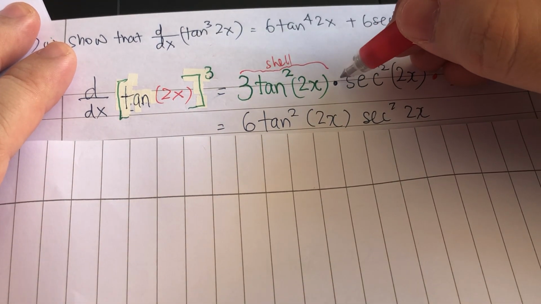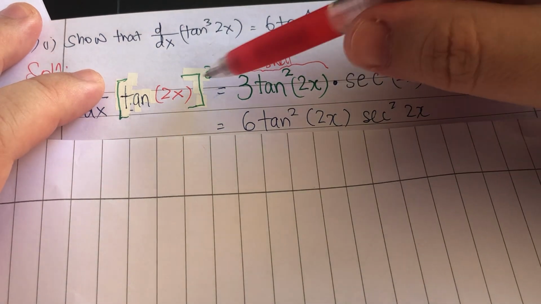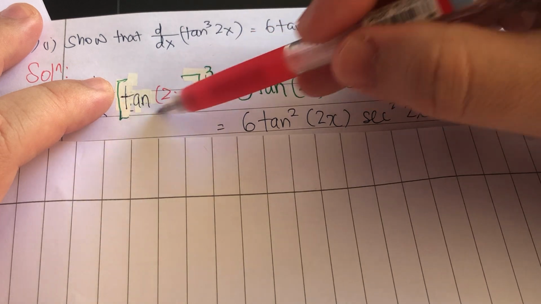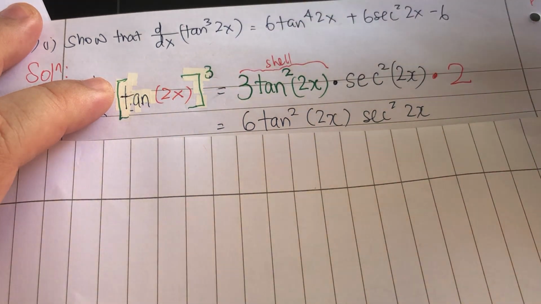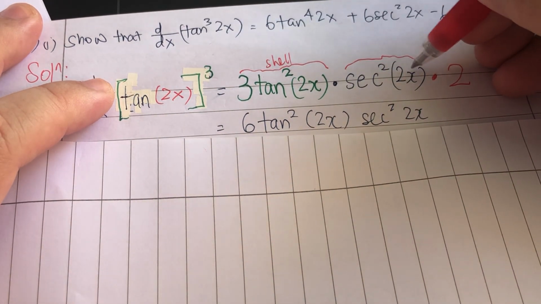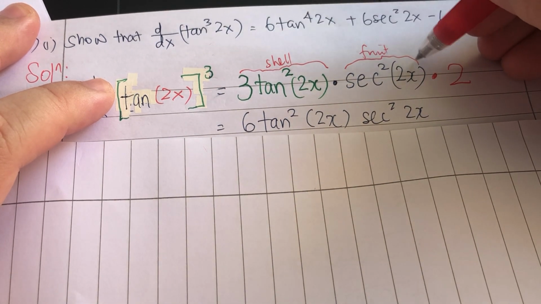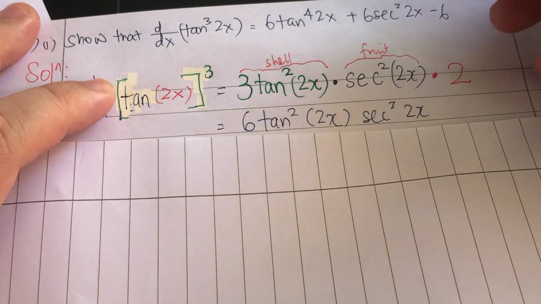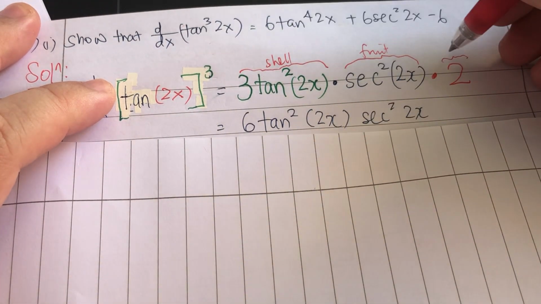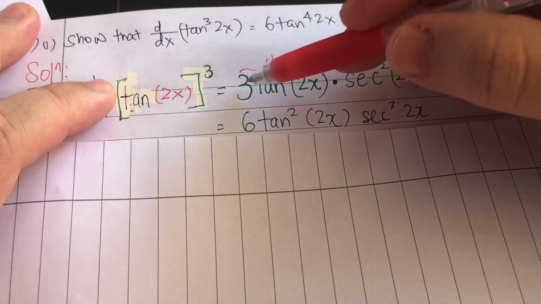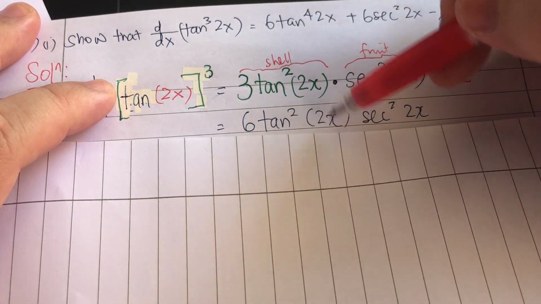Then I need to multiply by the inside, the fruit, which is tangent 2x. Differentiate tangent is secant square, and don't forget that the 2x remains, the argument remains. So this is the fruit. And finally the innermost is 2x, right? Differentiate 2x is 2, so this is the seed. You combine all the constants together, that's all you get.